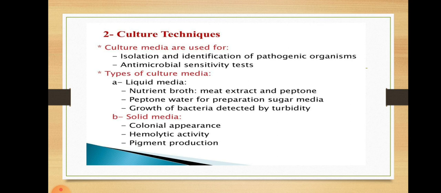Solid media is used to observe the colony appearance, hemolytic activity, and pigments produced. On solid media, we can find out what type of microorganisms are being grown based on the colony characteristics. For example, Enterobacter produces mucoid colonies with silver sheen on bismuth sulfate agar media.